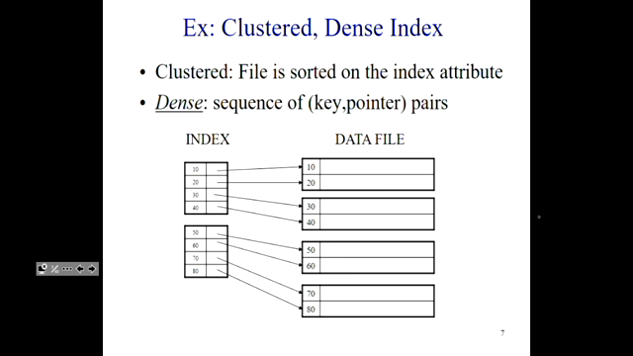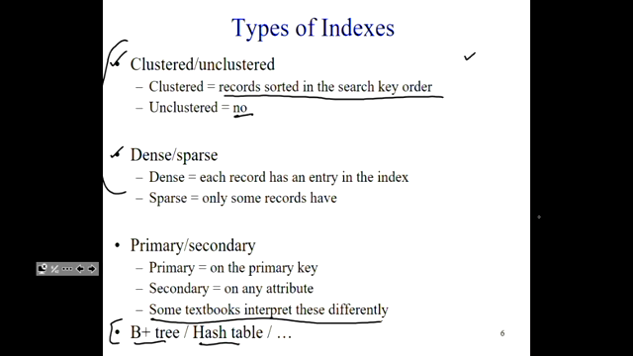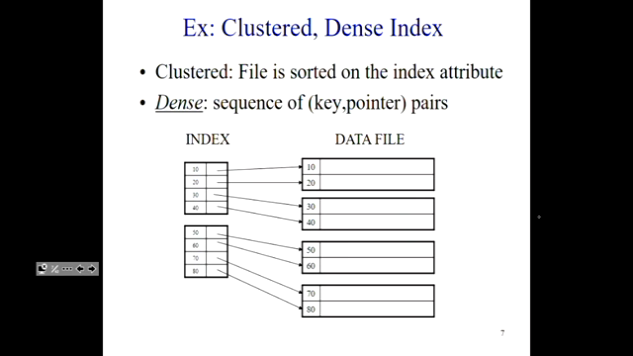Okay. So let's talk about the first two notions here. There's a clustered and unclustered notion and dense versus sparse notion. I wanted to just introduce what those notions mean using a simple form of index.